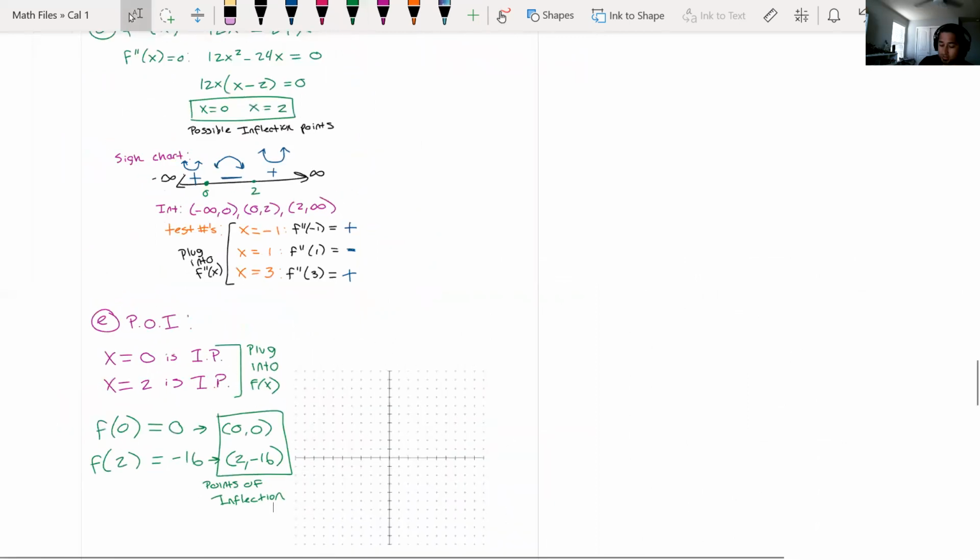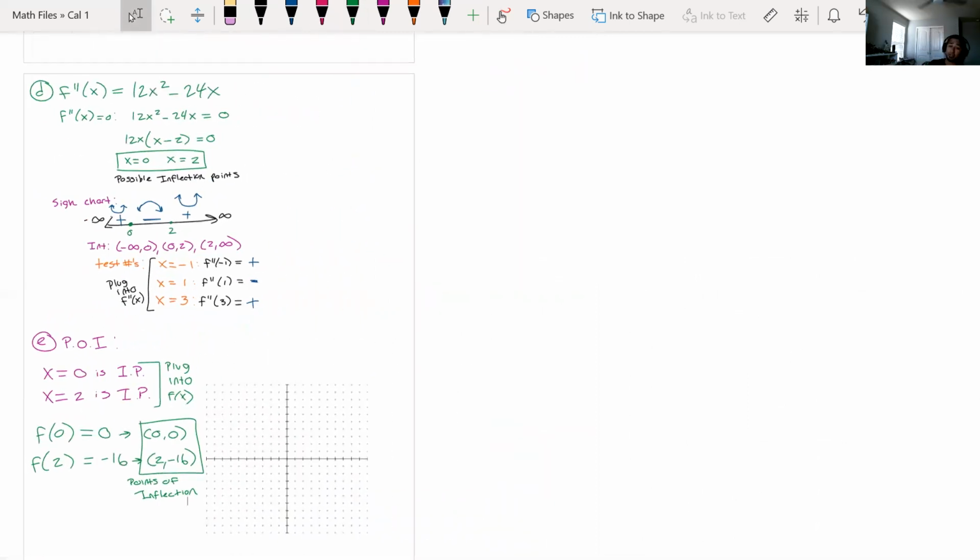All right. So now we have all of this information that we're going to use to graph a sketch of this function. But before I continue, any questions? No? You guys are good?